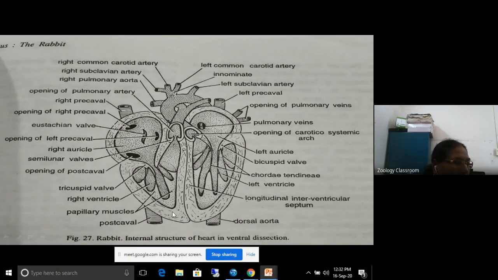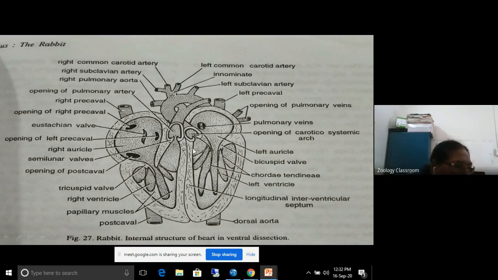Then the inner surface of the right auricle wall is marked by a small depression. It is called the Thebesian foramina. And the interauricular septum is complete in the adult, but there is a depression in it. In the embryonic condition, a small hole is present, but in the adult condition this hole degenerates, and only a depression is present.